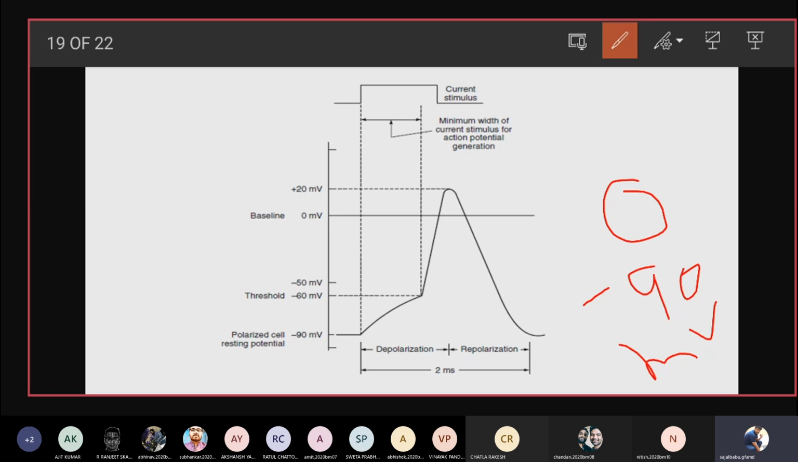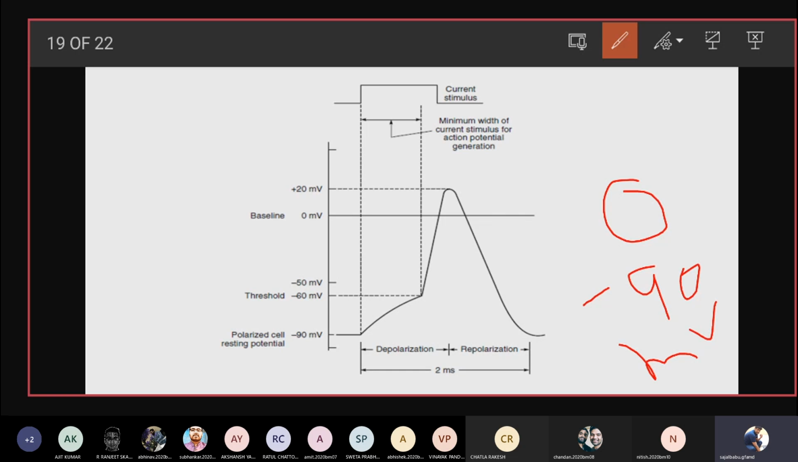The stimulus that the brain is giving to the nerve should be greater than some voltage. Then only your cell, which is at minus 90 millivolts, will start depolarization. If the stimulus given by your brain is less than that particular voltage, then the cell is not going to get depolarized. It will stay polarized at minus 90 millivolts.